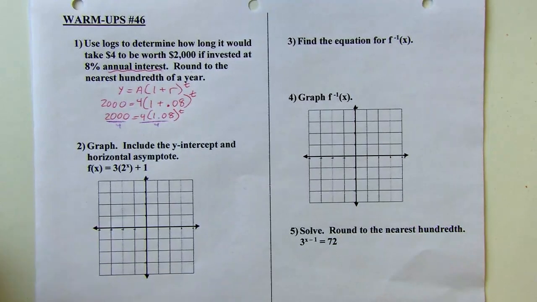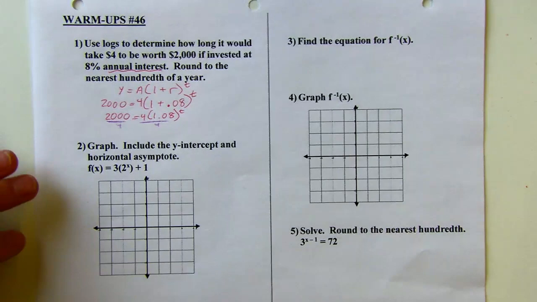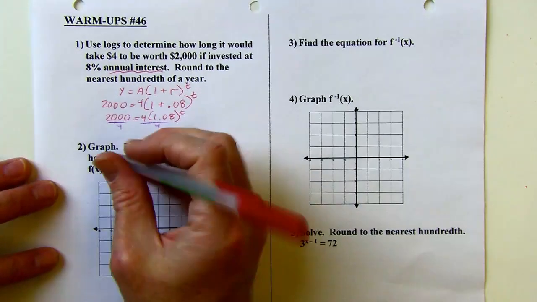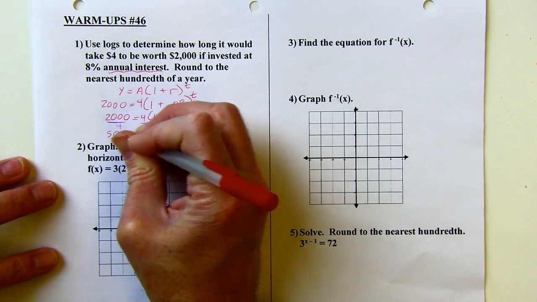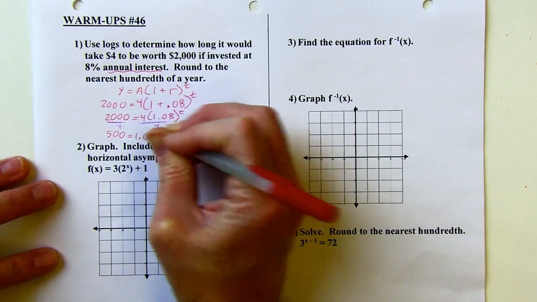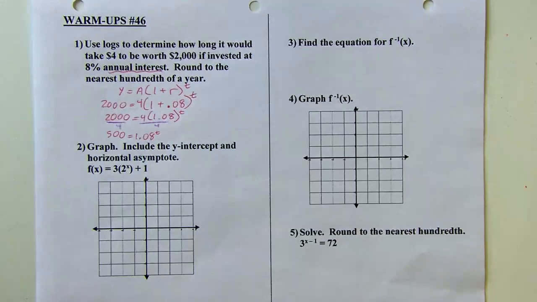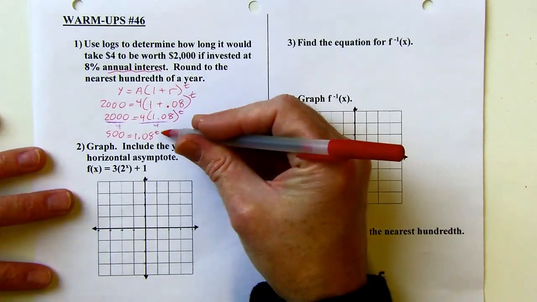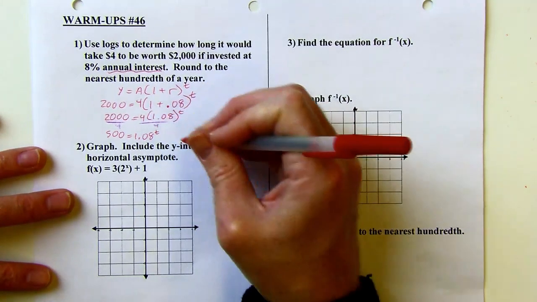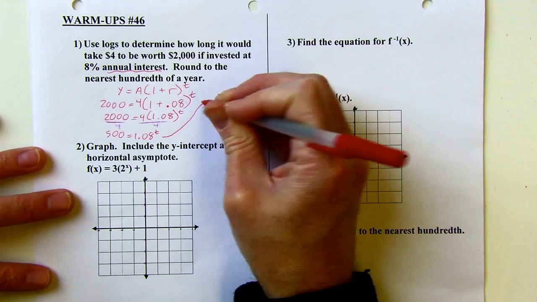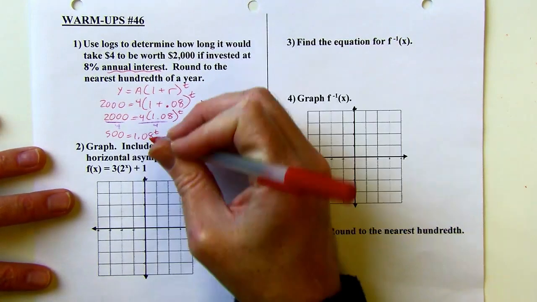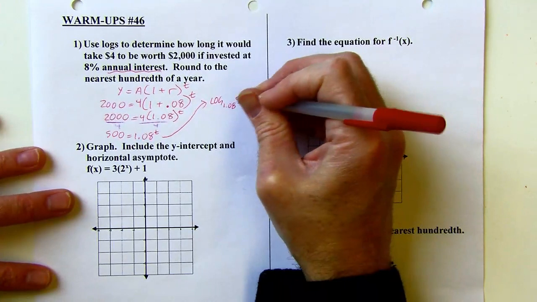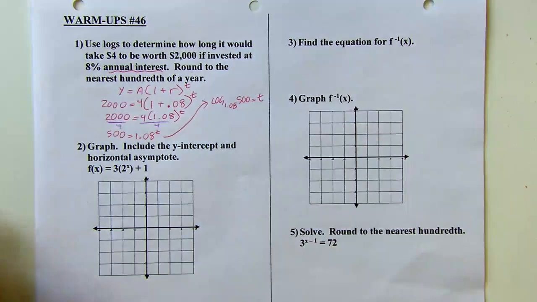So then I've got 500 is going to equal 1.08 to the t. Okay? Now at this point, this is where I need logs. I simplify as much as I can without logs, but now I've got a variable as an exponent. So the only way to isolate that is using logs. So my base is going to be 1.08. 500 is going to be the contents of the log, and then the t gets isolated.